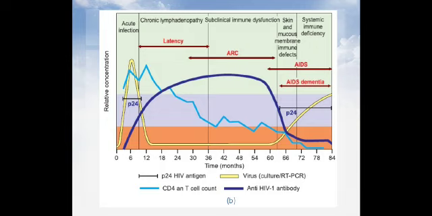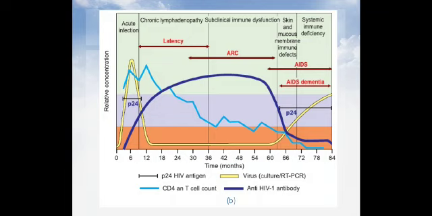Now, this is a chart which shows that from around 6 to 8 months to 36 months, that is around 3 years, latency is there, during which the patient may not have any symptoms or may have only lymphadenopathy. And you can see AIDS related complex from around 36 months to about 60 or 65 months. So, around 5 years there may be AIDS related complexes.